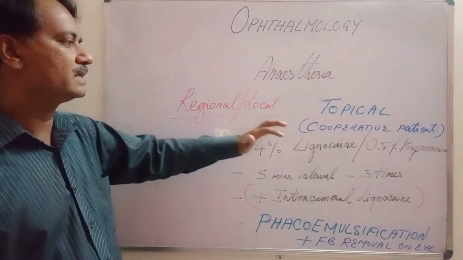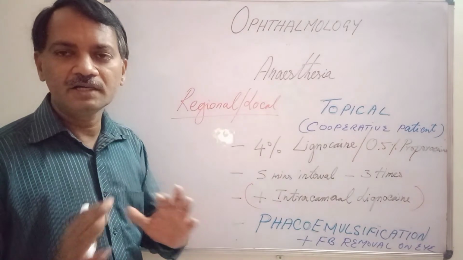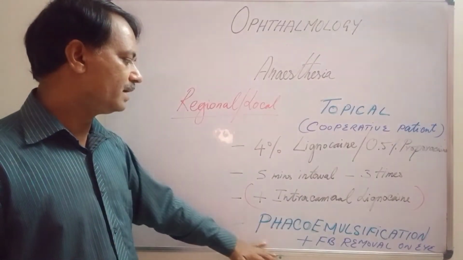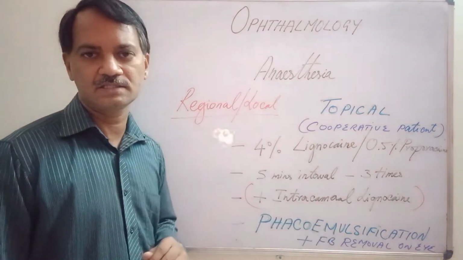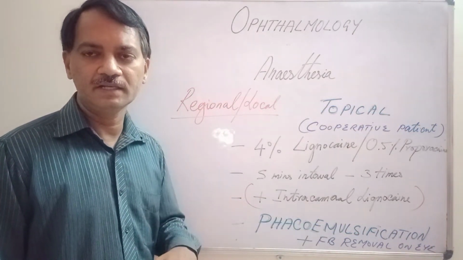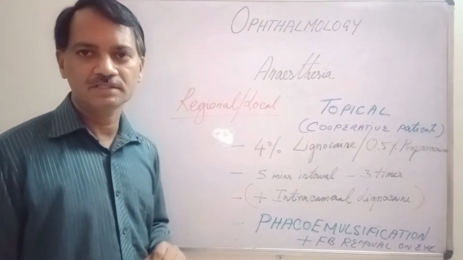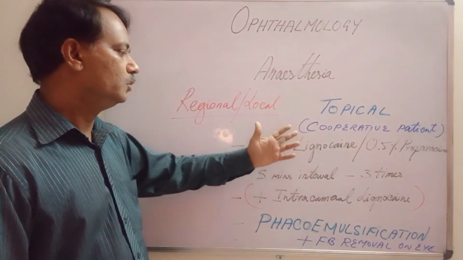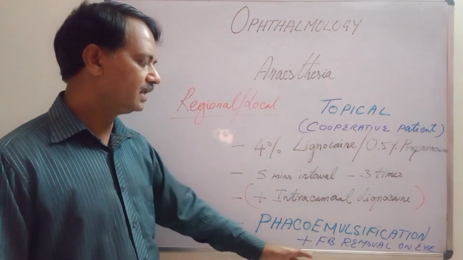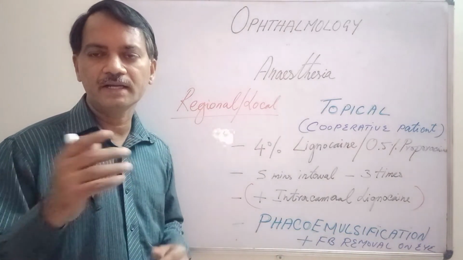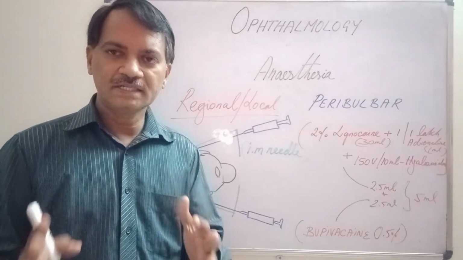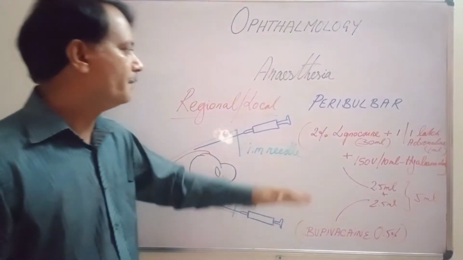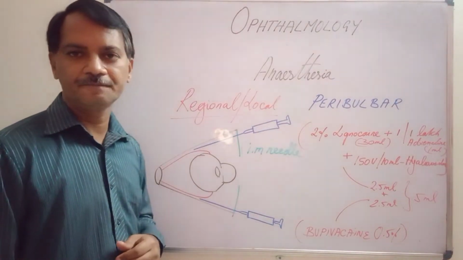Usually, topical anesthesia is preferred by ophthalmic surgeons in case of phacoemulsification surgeries. It is not preferred in other types of surgeries. Topical anesthesia is also used in foreign body removal on the cornea and conjunctiva. The commonest type of anesthesia given in ophthalmic surgeries is the peribulbar type of anesthesia.